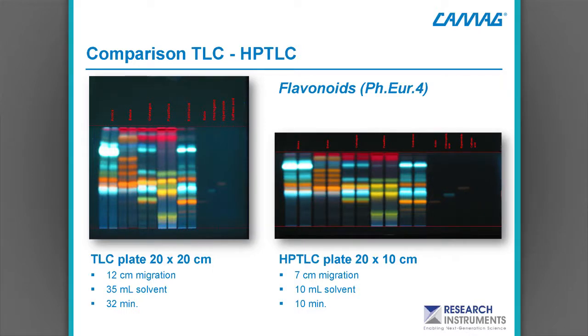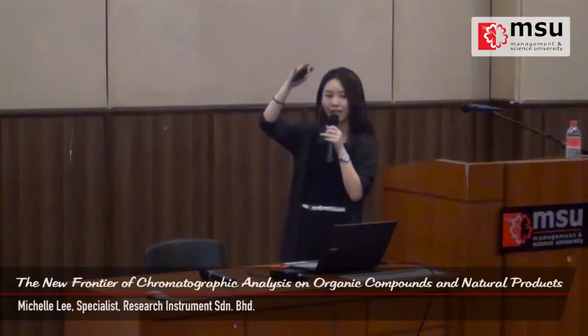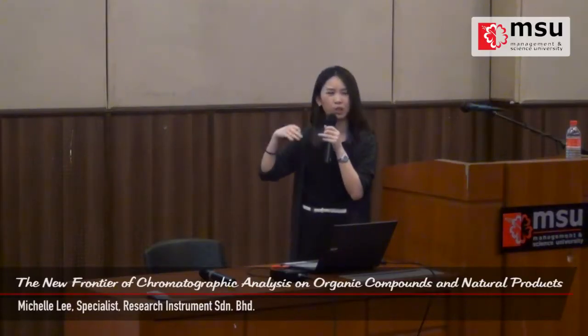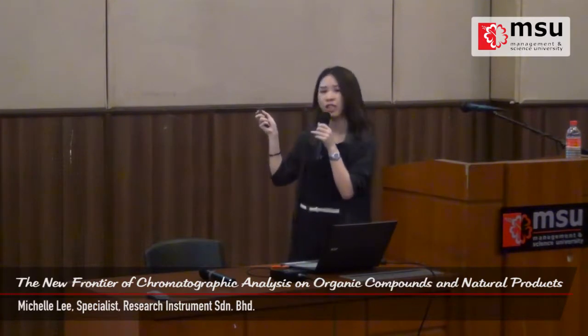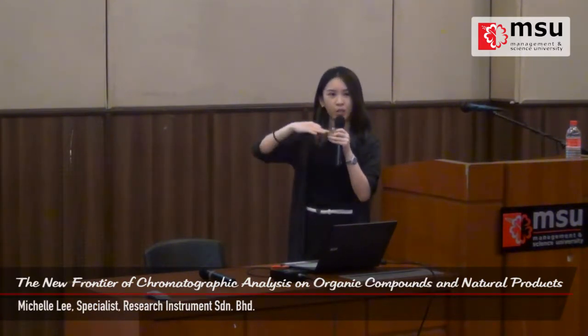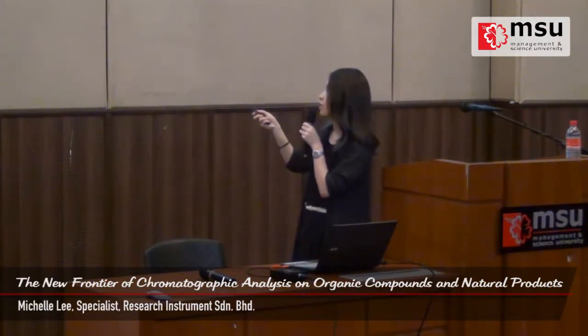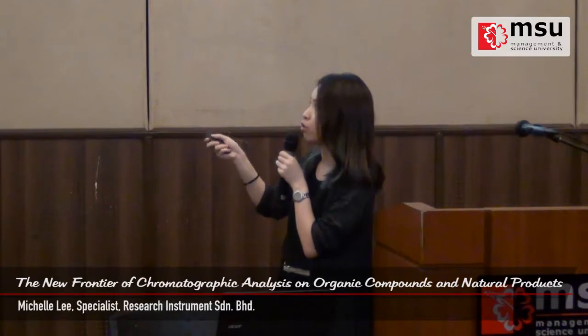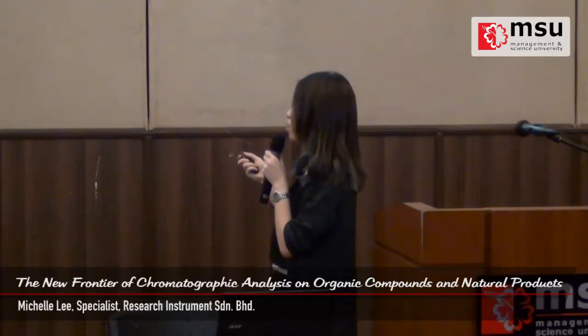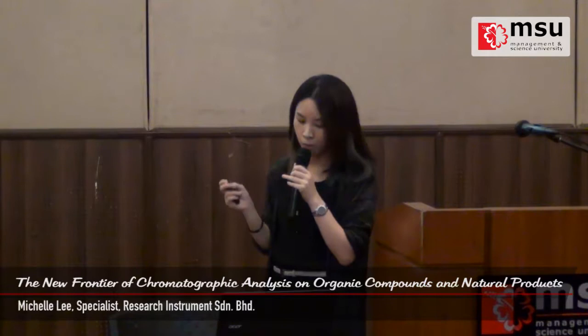Therefore, if you go to purchase HPTLC plates, the plate height, usually you won't see 20 cm. Usually it's about 10 cm because you don't need to travel that much to separate out your components. Usually 7 cm migration will be sufficient. So this is the resolution difference. You don't need to travel all the way to 12 cm, but even at 7 cm you already have very good separation with this kind of plate. Alright? And then of course it will reduce the solvent consumption and the running time because of the smaller plate size.